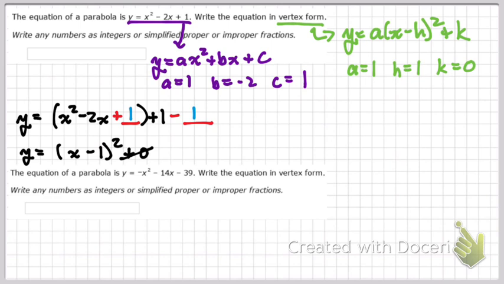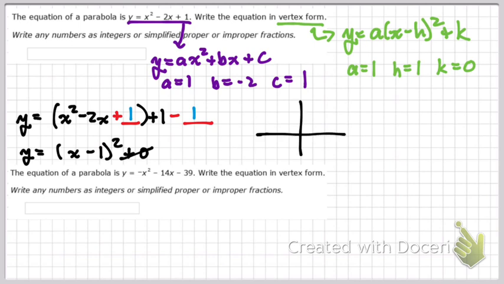So I can see that A is 1 because A is multiplying the parenthesis, as we see in this form, and it's invisible. H is 1 because it says minus H, and so I see a minus H right here, so H is 1, and K is 0.